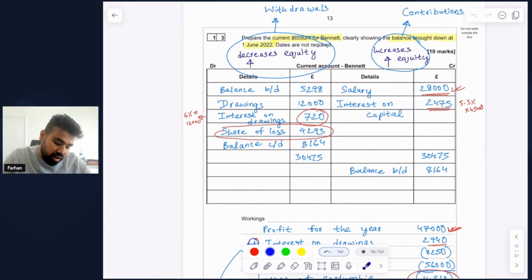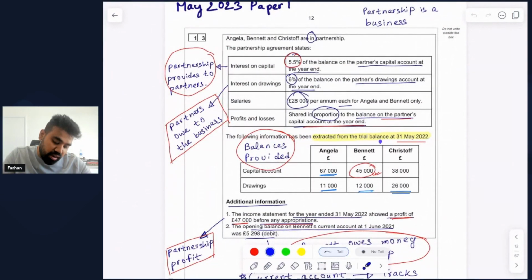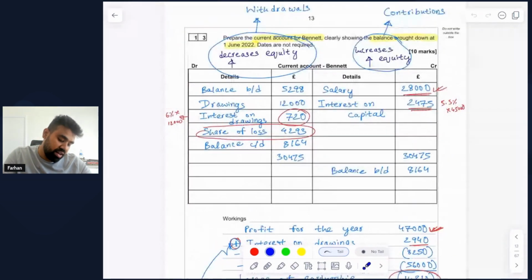This is something we have extracted from the second table that's given here. So as you can see, drawings for Bennett for the year ended 31 May 2022 is £12,000, which is what is being reflected on the debit side for the current account. We also know that if the partner makes the drawings, then the partner is liable to pay 6% on these drawings that the partner is making from the business. So the interest on drawings in this case is calculated by simply applying the 6%, which is the rate that we have been given in the question, and that's multiplied on the £12,000 of drawings that Bennett has made during the year, which is £720.